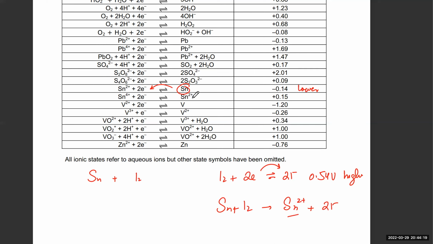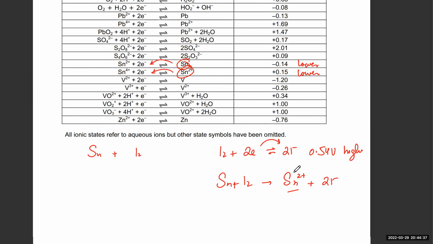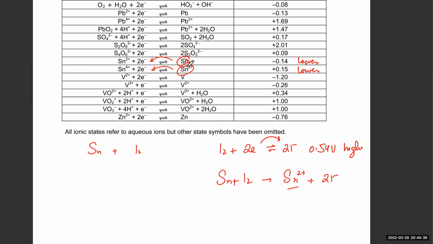Now, once tin 2+ is formed, that's still the lower potential compared to iodine. So tin 2+ would lose electrons again. As long as iodine is the higher potential, iodine would continue to gain electrons. So the second step would be another reaction: tin 2+ would lose electrons again to form tin 4+, and iodine would again gain electrons. So the overall reaction would be, you've got two steps.